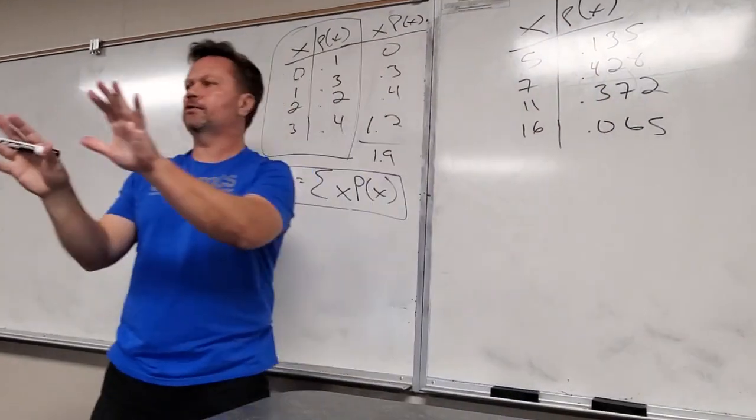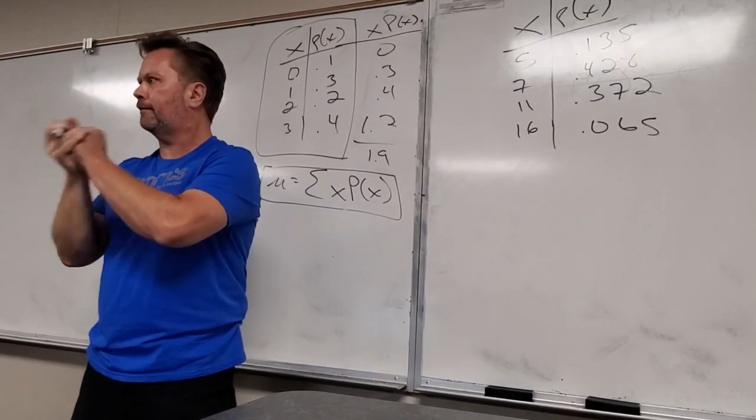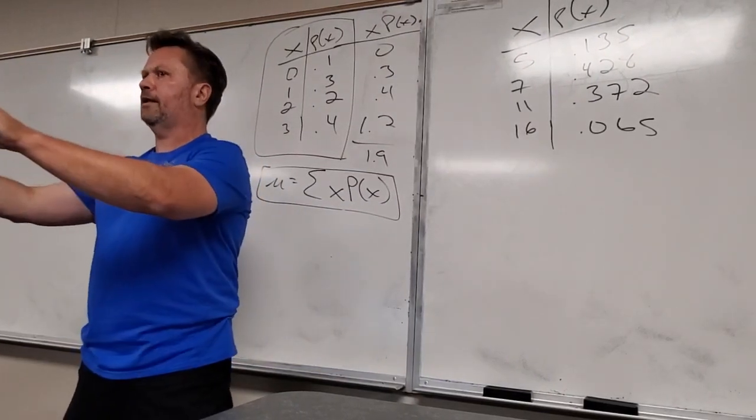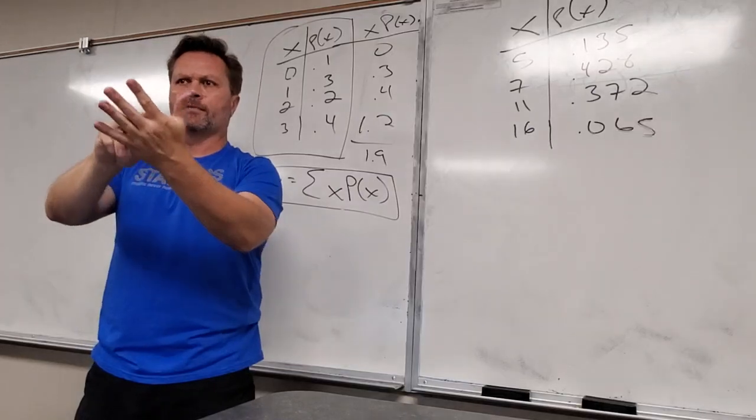Somebody help me. What am I trying to make sure happens? What must happen for this to be valid? All the probabilities have to add to be 1. Can somebody double check me real quick?